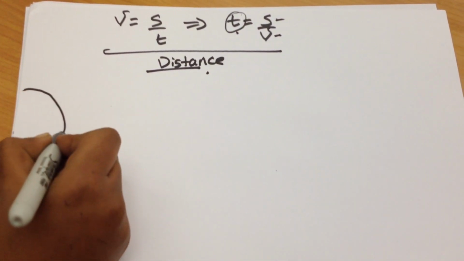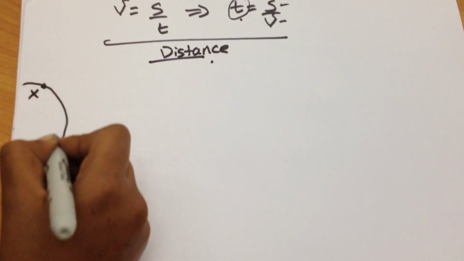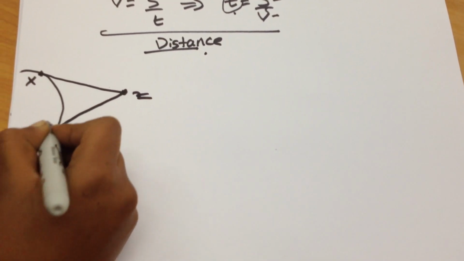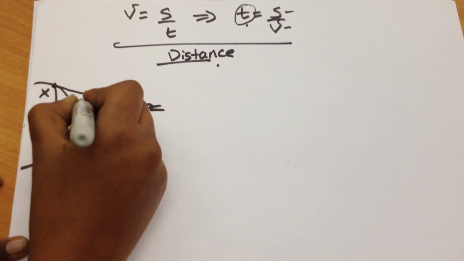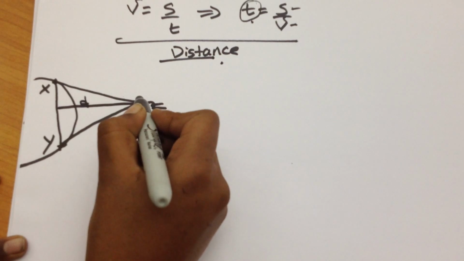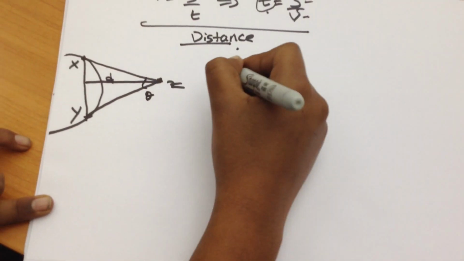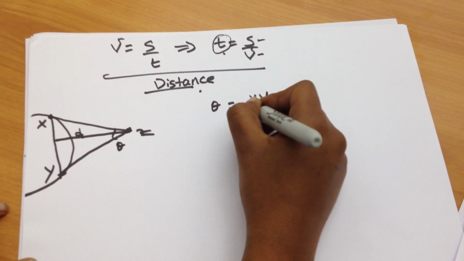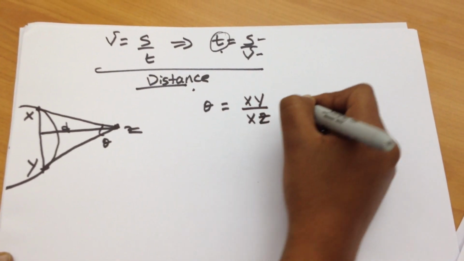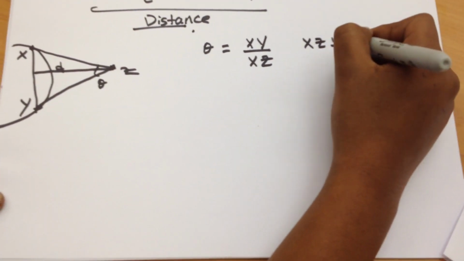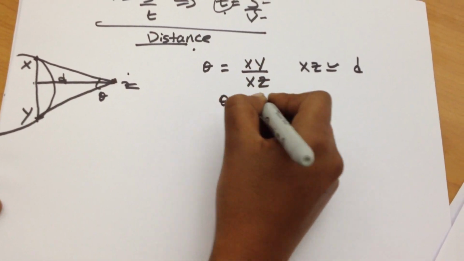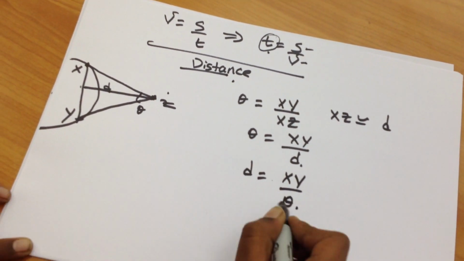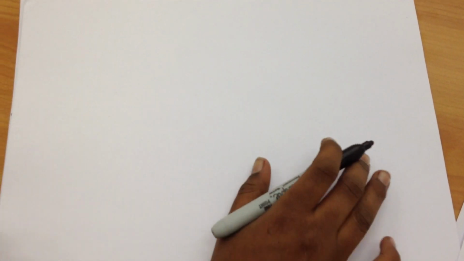Distance. If this is our Earth, and scientist X and scientist Y are observing a galaxy Z, it forms a triangle. Using this triangle, we can calculate the distance. Let's say this is D. This is what we want, D, the distance between our Earth and galaxy Z. And this is theta. So theta would equal XY over XZ. XZ is approximately equal to the distance that we want, D. So we can rephrase this, and D is equal to XY over theta. This is how we calculate the distance between different galaxies and stars.